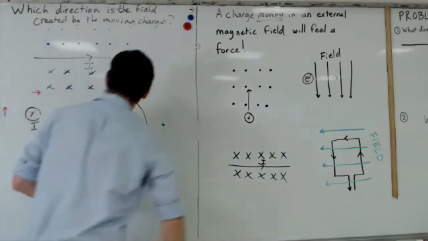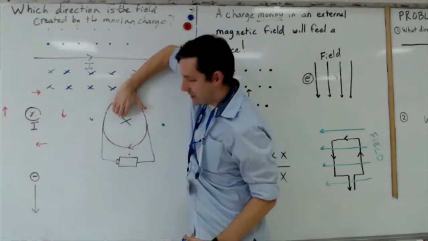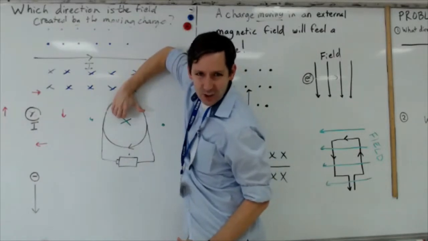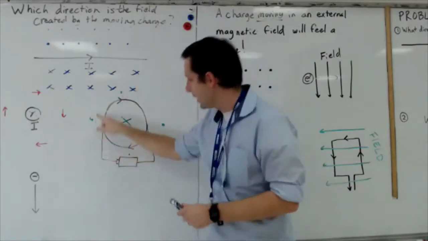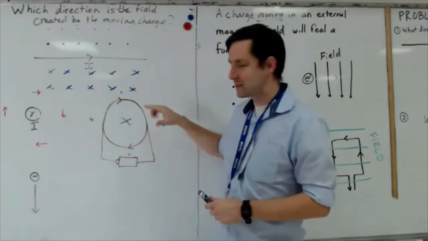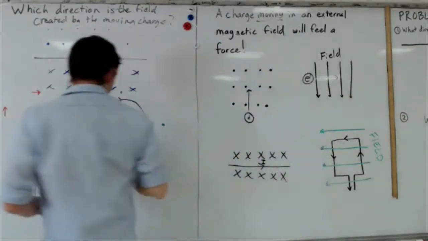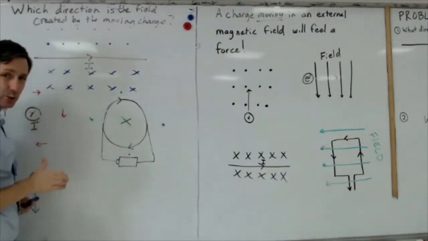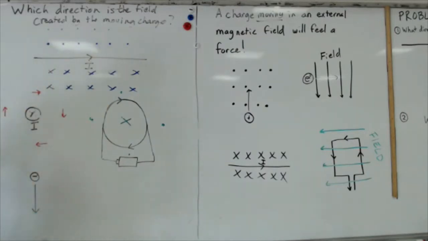And I say, okay, well, let's go the other way then. If I've got my current going this way, oh, dang, look at that, my fingers are into the page, right? It doesn't matter. As long as I'm going clockwise like this, if my thumb is pointing in that direction, my fingers are always into the page, all right? So there we go. Last one.